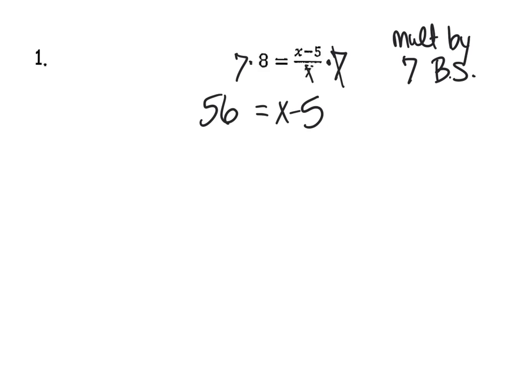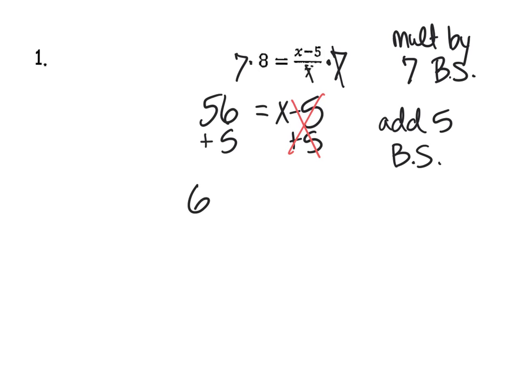Okay, and what do I do next? Yeah. Add 5 to both sides. Do that. Plus 5, plus 5. Now my 5s cancel out here. And on the left I have 61. And then x. So you're done. Multiplying by the 7 made it super easy and quicker, actually.